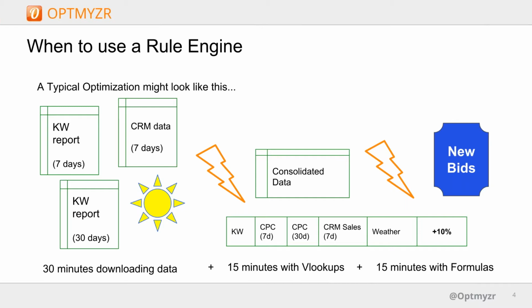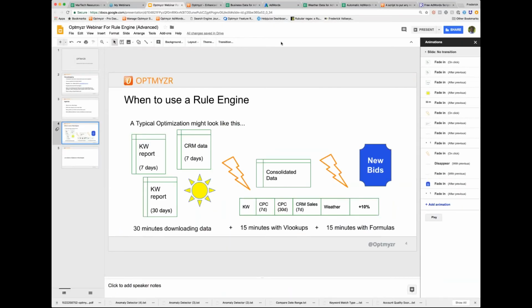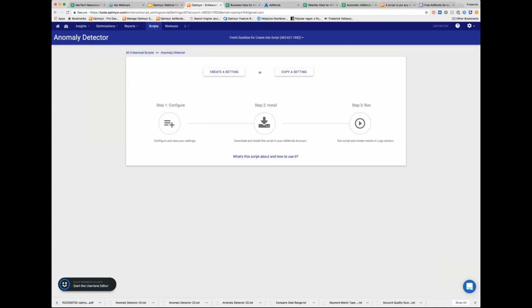And that's really why we built a rule engine, because a lot of these steps, like pulling the data, are fairly automatable, right? If you tell us what data you need, we can go and fetch it. We can go and do the consolidation of it, and then you can go into Optmyzr and start using it. So here now I'm switching over to the Optmyzr interface.